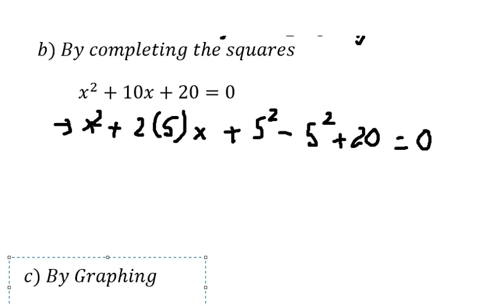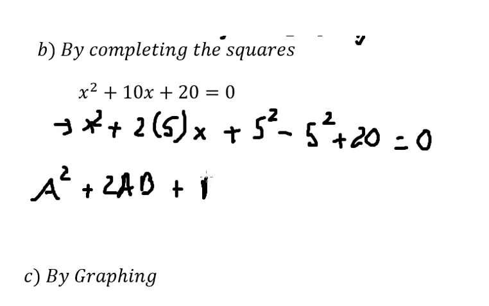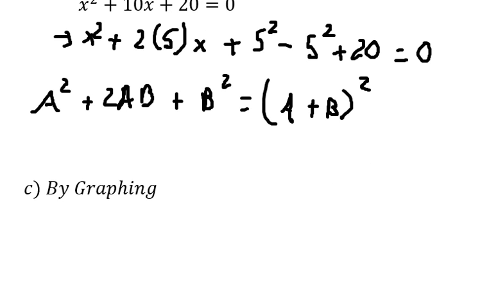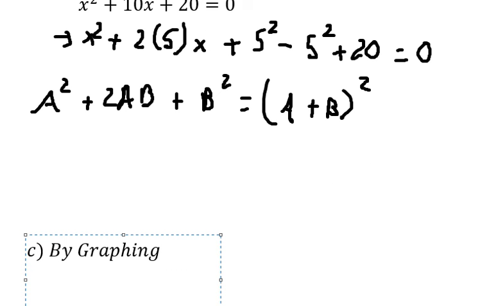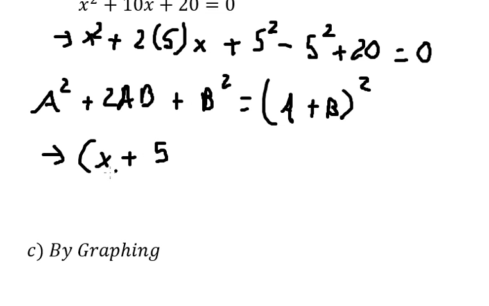So for this one, we can apply about a square plus 2ab plus b squared equals to a plus b everything to the power of 2. This is about identities. So for this one, we have x plus 5 everything to the power of 2.